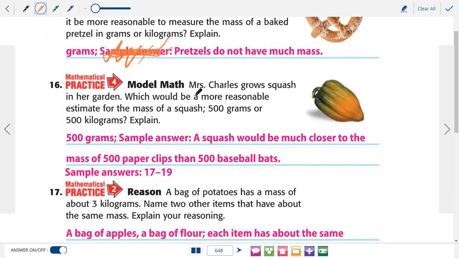Question 2. Mrs. Charles grows squash in her garden. Which would be a more reasonable estimate for the mass of the squash? 500 grams or 500 kilograms? Look at it. Is it possible that this will equal 500 kilograms? Like the car's mass? No, so only 500 grams. Don't write the rest of the answer, okay? Just write 500 grams. Don't write the explanation.